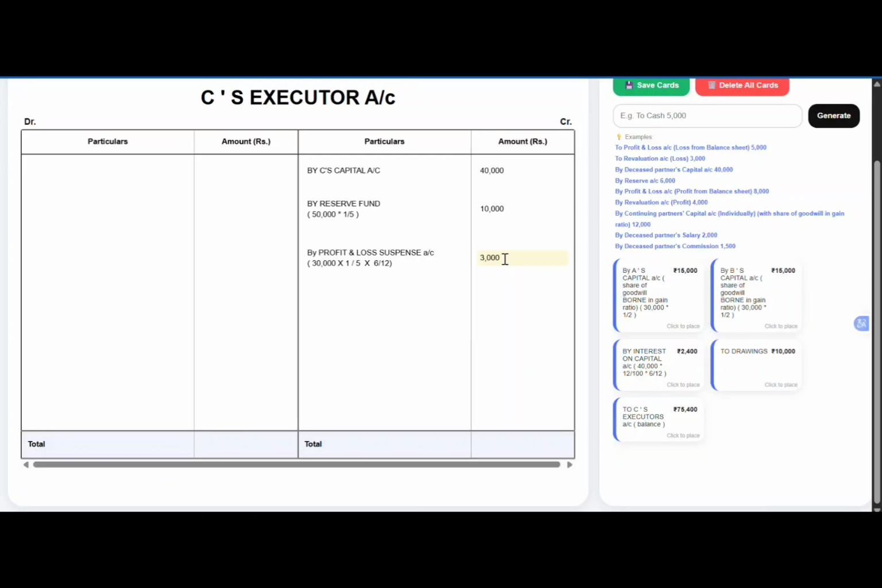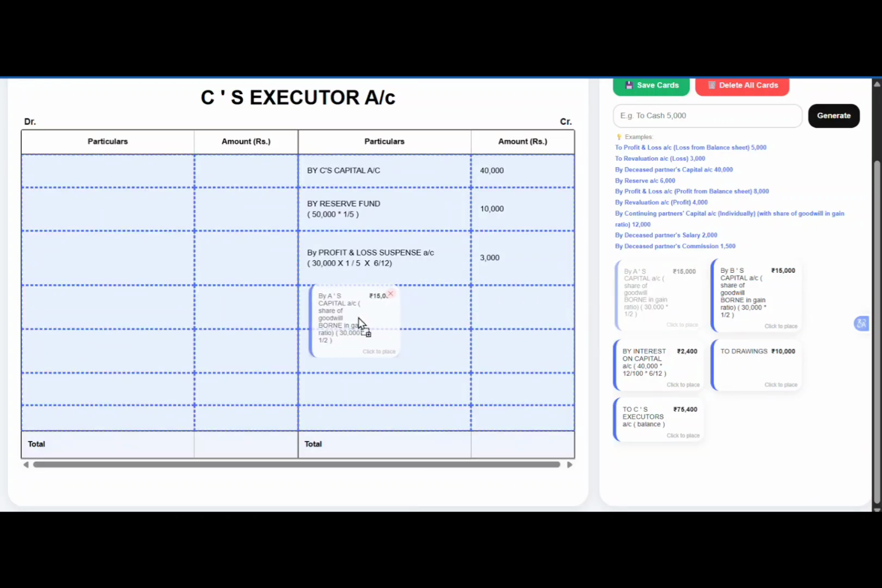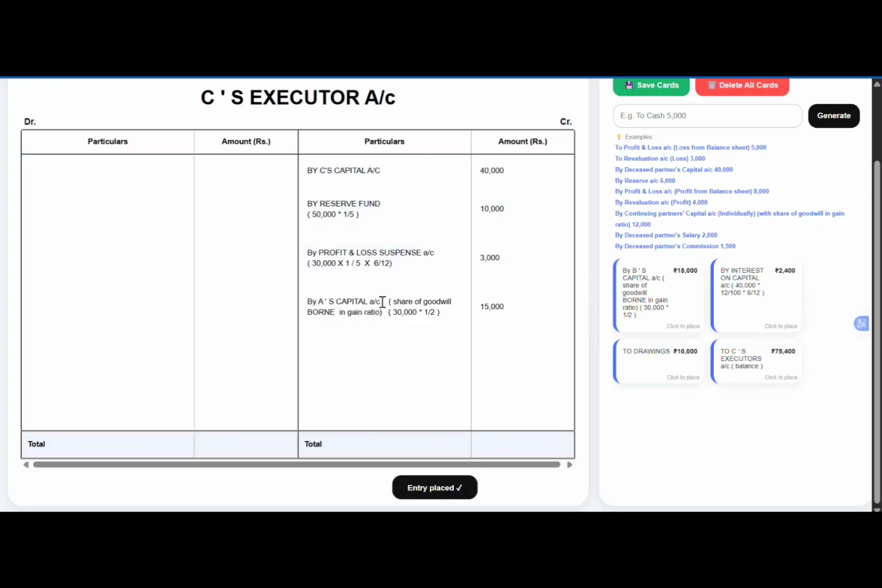Next is the goodwill treatment. The goodwill has to be treated as per AS 26. So here C's goodwill will be borne by A and B in the gain ratio. So A is going to provide, show it on the credit side, A's capital account, the share of goodwill which is borne by him or her in the gain ratio, will be 30,000 is the goodwill into 1 by 2, that is the gain ratio, 15,000 under the executor's account.